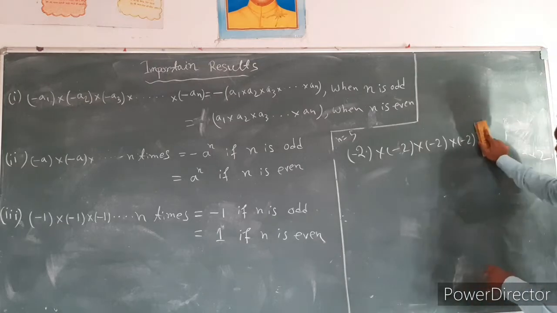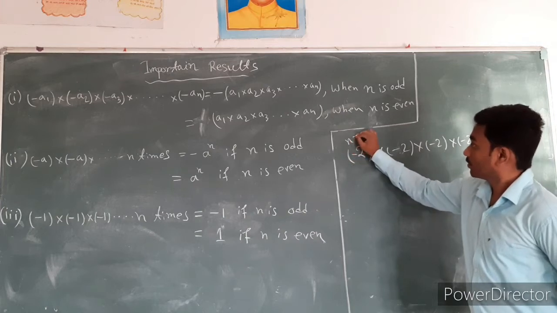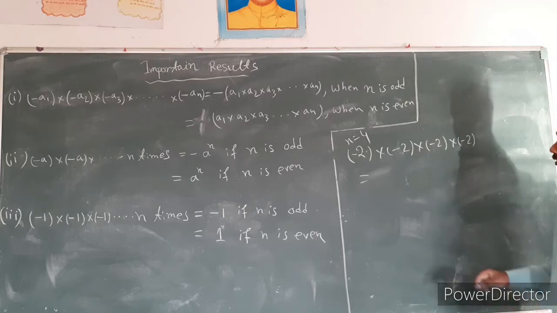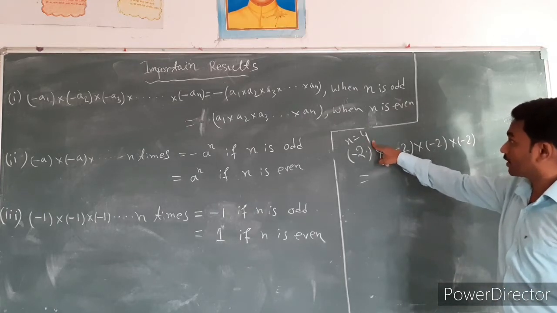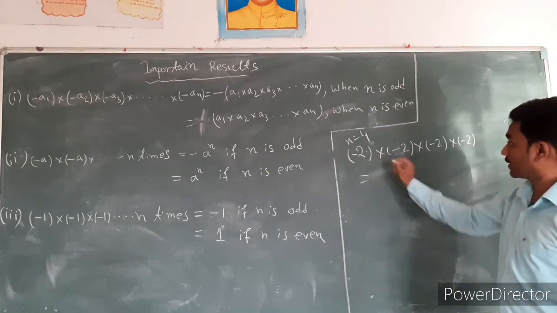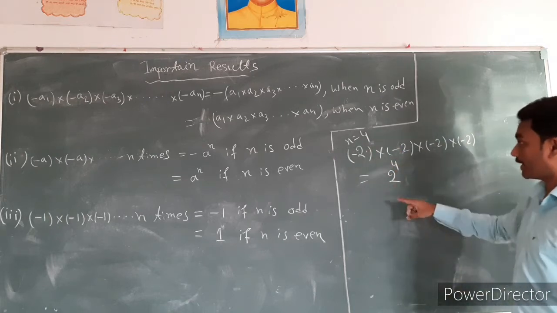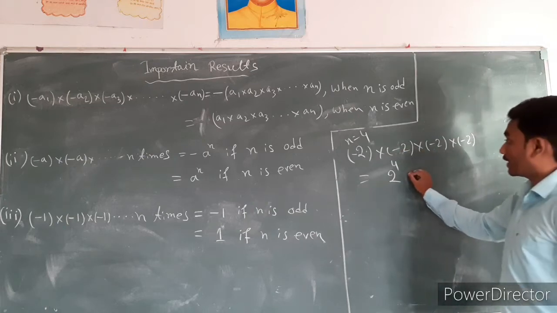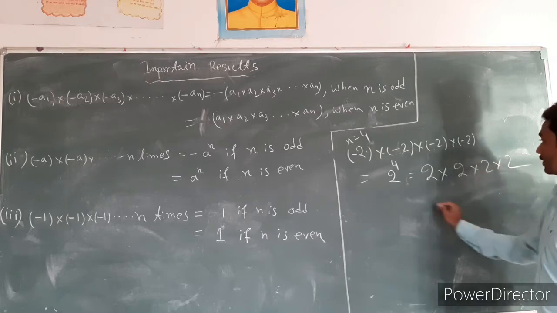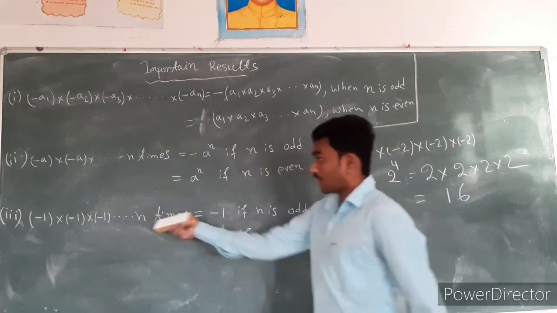If here n is equal to 1, 2, 3, 4, so n is an even number. So we take a positive sign. And which number is repeated? 2 is repeated. How many times? 4 times. So we write 2 to the power 4. And the value obtained by 2 multiplied 4 times is equal to 16.